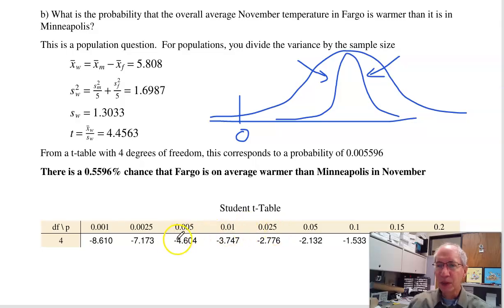From a t-table, 4.45 standard deviations is right about here. About a 0.5% chance that I just had bad data, that Fargo really is warmer than Minneapolis, just the data, by luck, didn't show it. Not likely, but there is a chance. Actually, Fargo is colder.